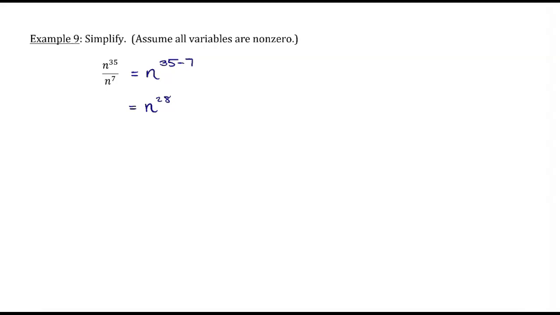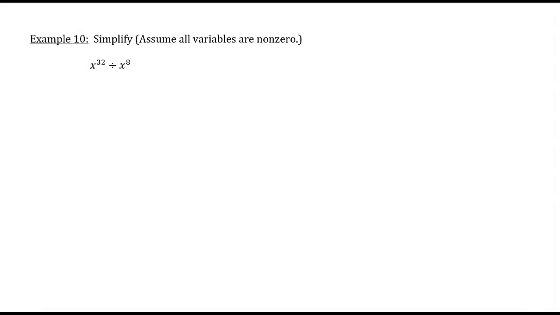Let's go on to example 10. Example 10 is the same as example 9, it's just written a little differently. We have x raised to the exponent of 32 divided by x raised to the 8th. The quotient rule still applies even though it's written like this. We can still simplify this to be x raised to the exponent of 32 minus 8. Since 32 minus 8 is 24, this becomes x raised to the exponent of 24.